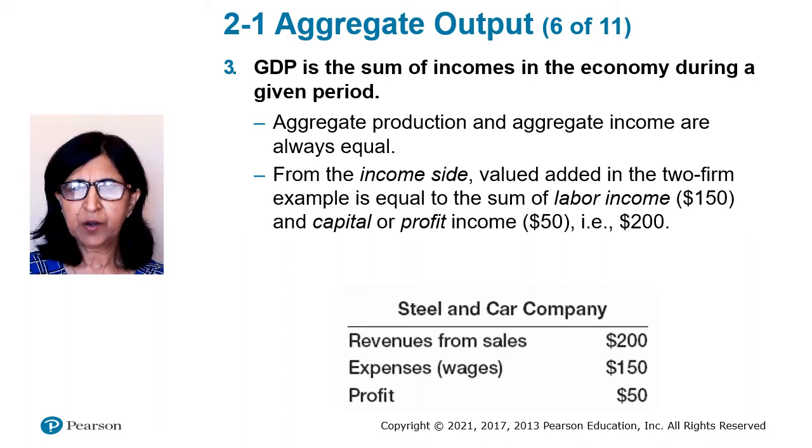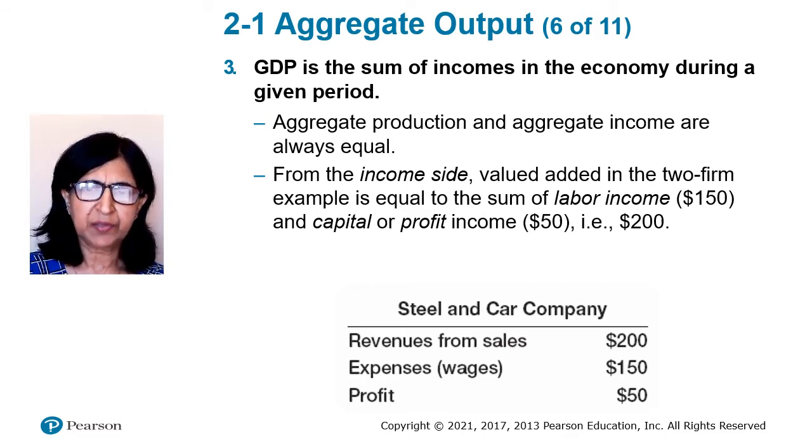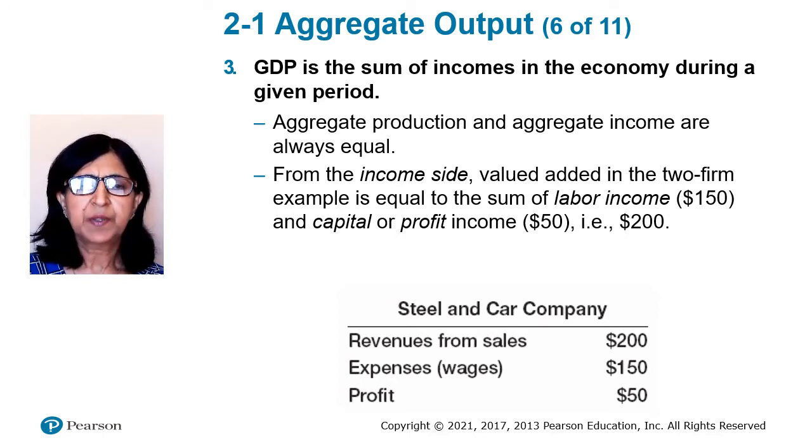GDP can also be computed as the sum of the incomes in the economy during a given period of time. Any of these methods used to compute GDP should generate similar results. 3. GDP is the sum of incomes in the economy during a given period. Aggregate production and aggregate income are always equal.